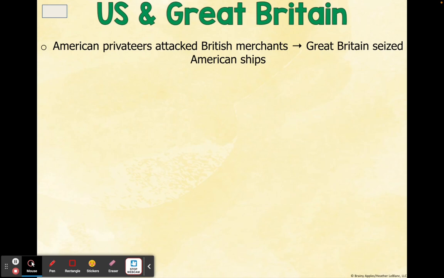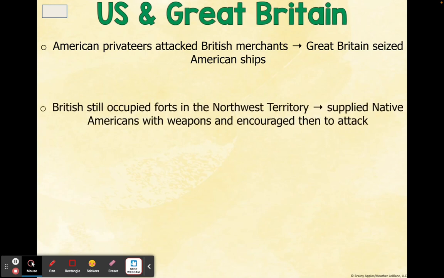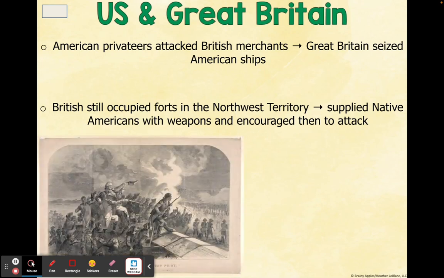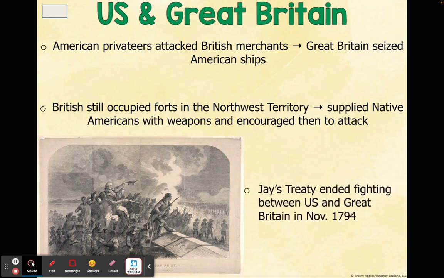Great Britain kind of sees us as their younger son or younger kid that now has gone off into the world, but they're kind of like bullying us around the world. So we're kind of attacking their ships, they're attacking our ships. They're still out in the Northwest Territory and they're giving guns to Native Americans and encouraging them to attack us. Great Britain does not think that this idea of independence is going to last. They don't think that we're going to maintain the ability to stay an independent country. So they're looking for an opportunity to kind of gain that territory back. So we passed Jay's Treaty. It ended fighting between the US and Great Britain in 1794.